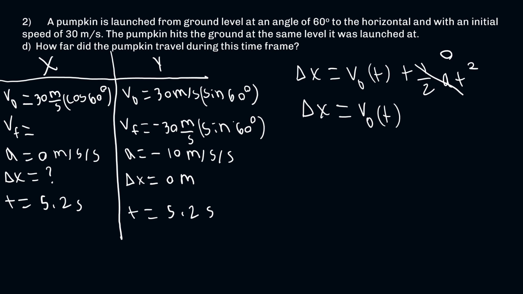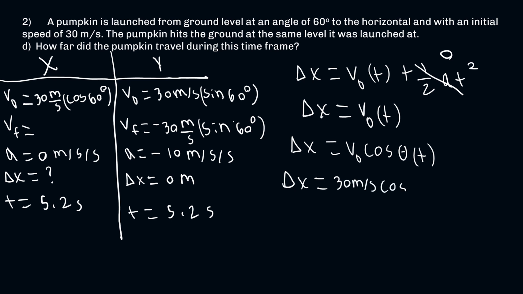So now I'm just going to plug in what I've been given because I want to have here delta x. So one last thing here. V naught in the x direction is v naught times cosine theta, and then that is times time. So now I'm going to plug in what I have here. Delta x is equal to v naught, which is 30 meters per second, times cosine of 60 degrees. That is then multiplied by 5.2 seconds.